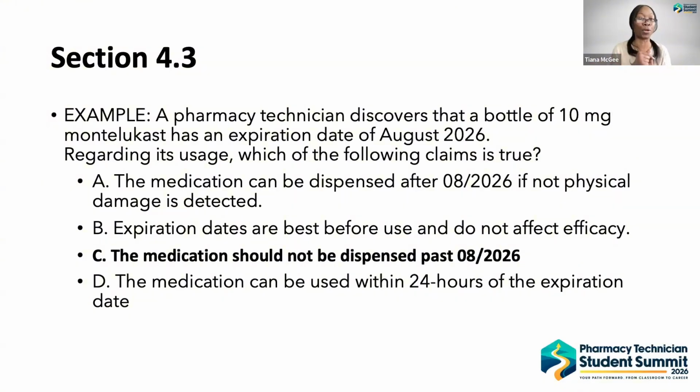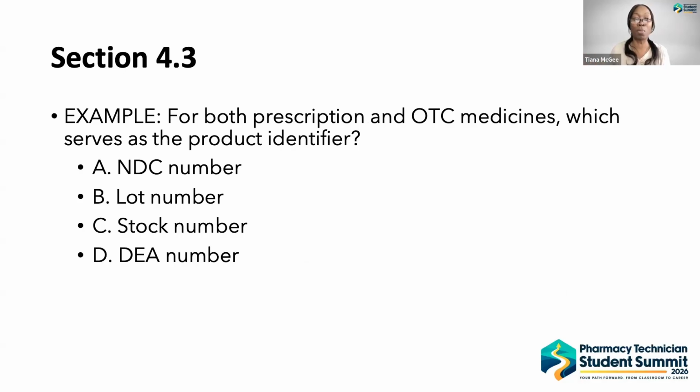We always pulled early, all the time. Okay. All right, let's look at another example. This is probably an easy one. For both prescription and OTC medications, which serve as the product identifier? Is it the NDC number, the lot number, the stock number, or the DEA number?